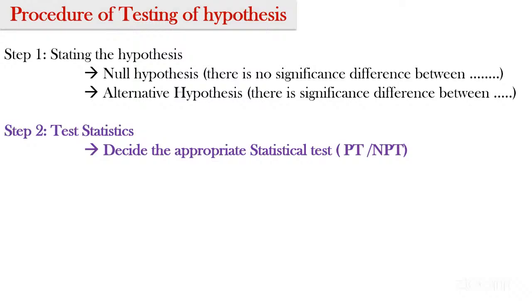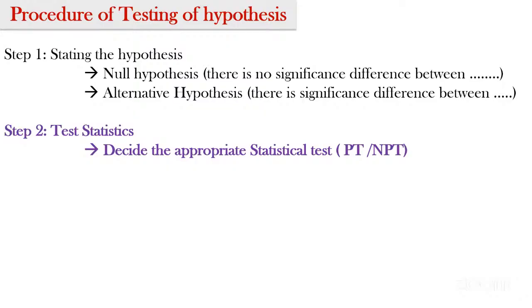Next step is to decide the appropriate statistical test. When we go manually, there is one more step in between these two, that is deciding the level of significance, which we had seen yesterday while performing the regression analysis. One of the options, confidence interval, by default was 95%. So 100 minus that is the level of significance.